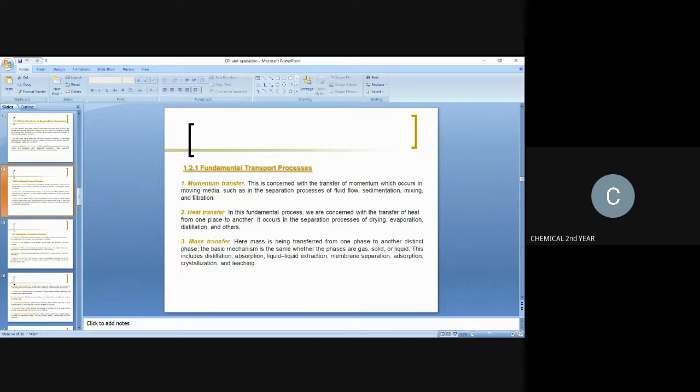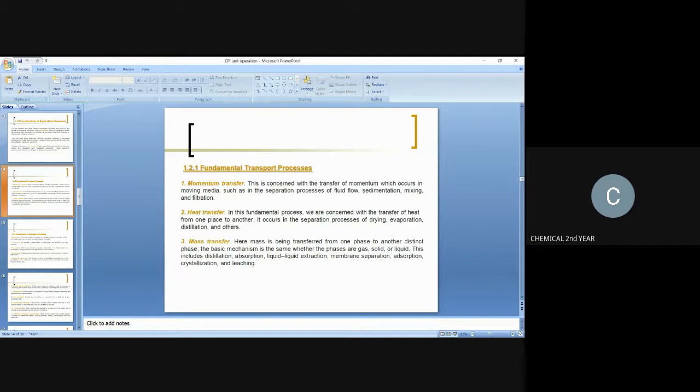Fundamental transfer process: momentum transfer, heat transfer, and mass transfer. The first one is momentum transfer. This is concerned with the transfer of momentum which occurs in moving media, such as in the separation processes of fluid flow, sedimentation, mixing, and filtration. Second one is heat transfer. In this fundamental process, we are concerned with the transfer of heat from one place to another. It occurs in the separation processes of drying, evaporation, distillation, and others.